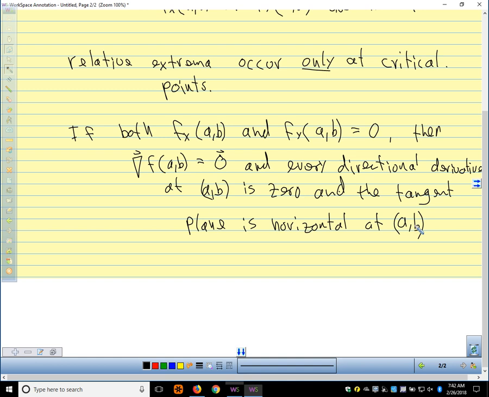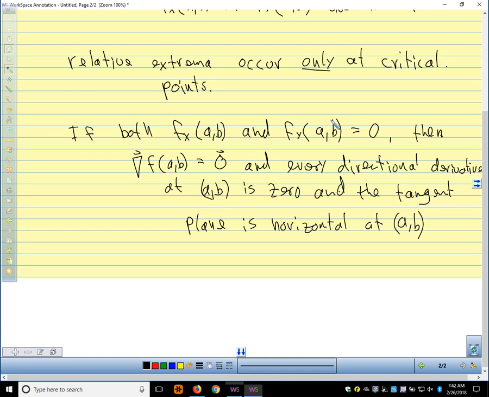So all of these things are equivalent ways of talking about a relative extrema. The first partials are both 0 at the same point. The gradient is 0 at that point, because that's the same as saying the first partials equal 0. Every directional derivative is 0 at some point. The tangent plane is horizontal at some point. All of those things mean we're at a relative extrema.